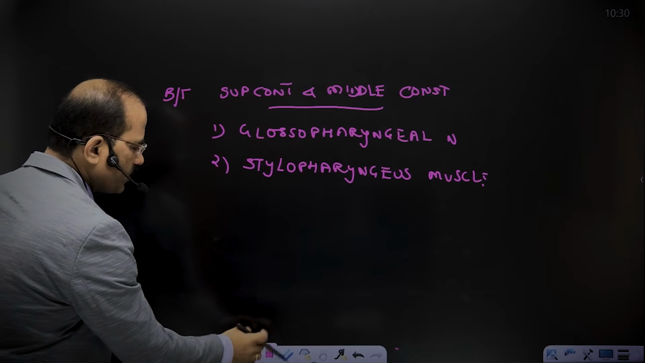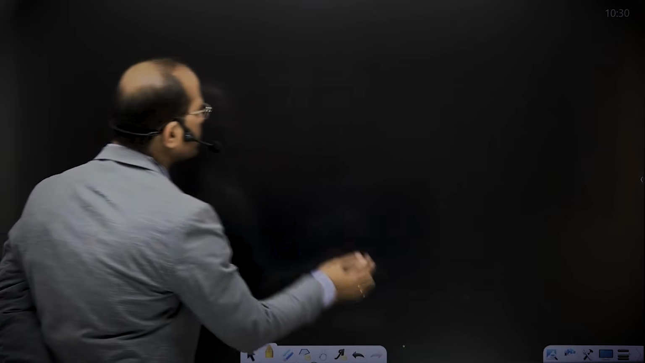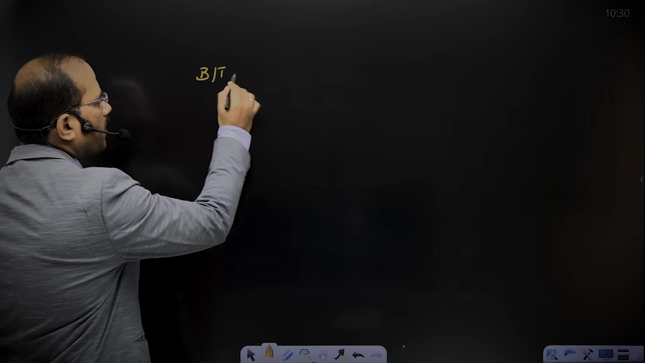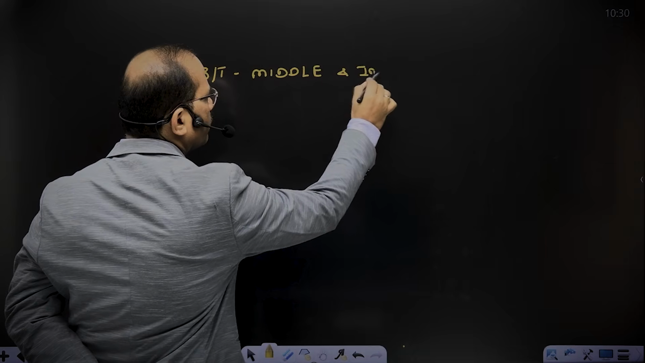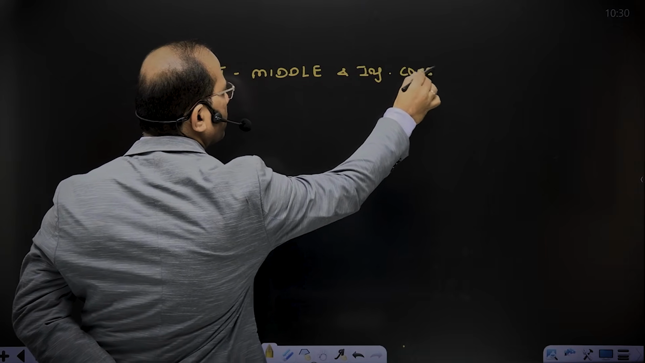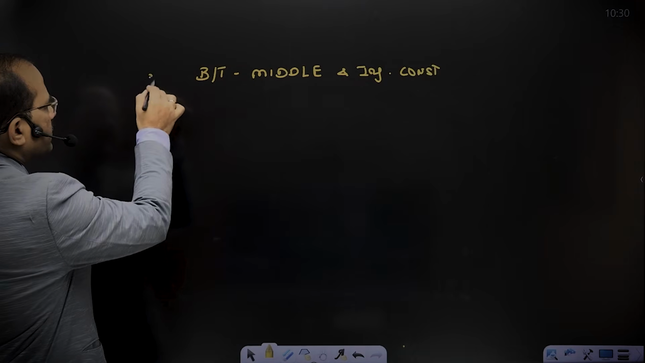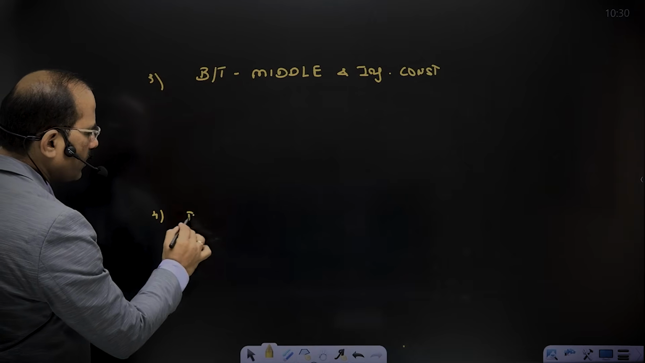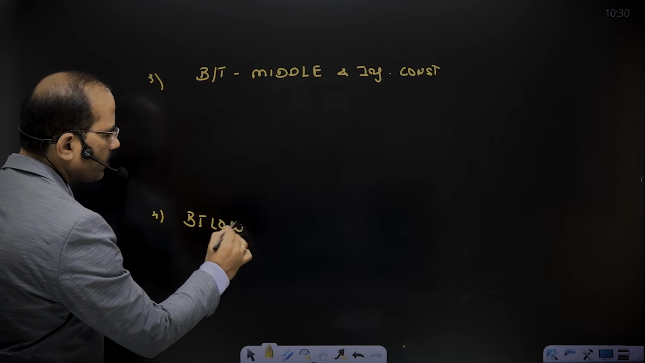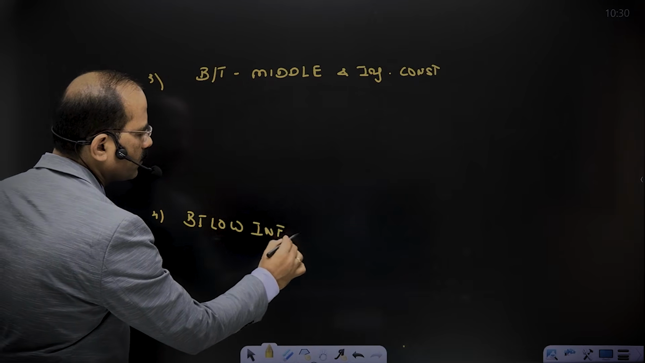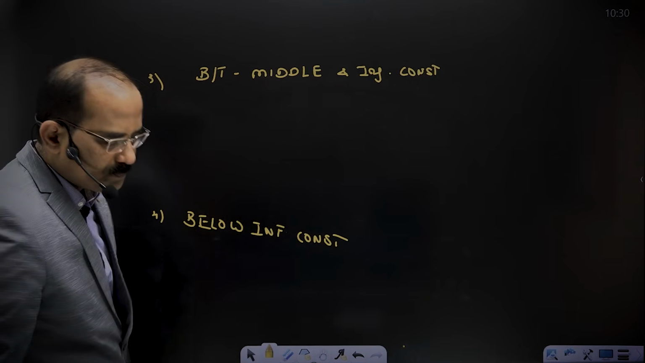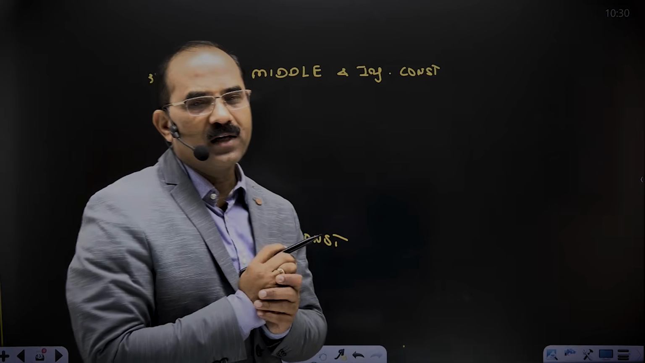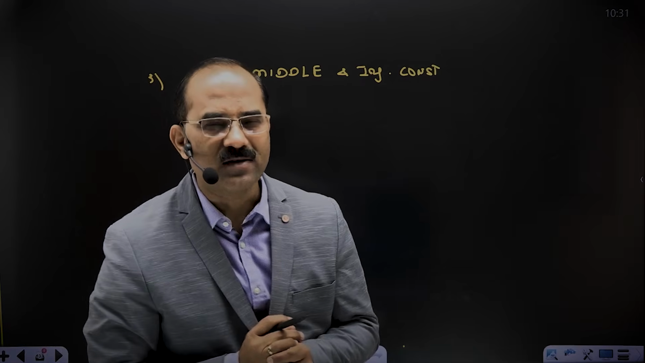Now coming to the next one, structures passing between the middle and inferior constrictor. Between the middle and inferior constrictor. That's the third. And fourth is below the inferior constrictor. Below inferior constrictor, right? Fine. So now, between the middle and the inferior constrictor, what passes?